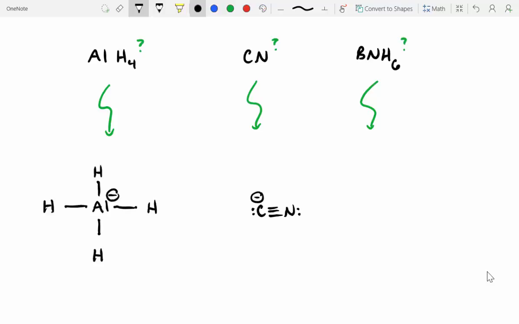We've got BNH6. This is called ammonia borane. We'll start with boron. We know boron has typically 3 electrons. 1, 2, 3. And then we've got nitrogen over here that has 5 normally. So I'll go 1, 2, 3, 4, 5.